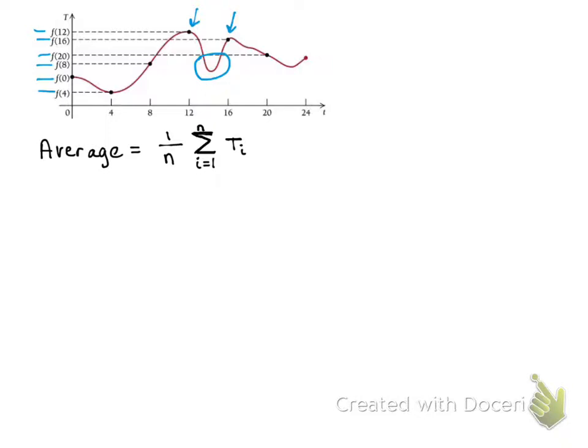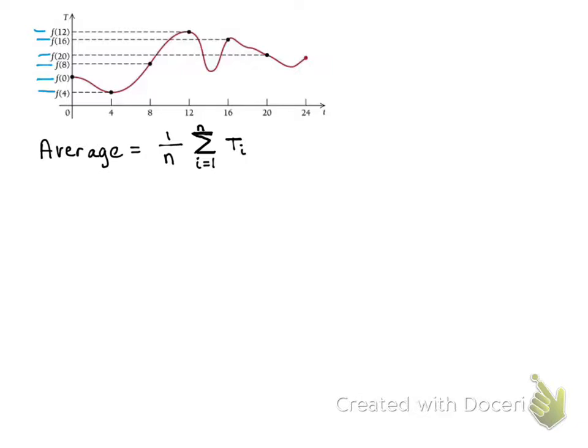Both of those readings show a higher temperature than this section that I've circled. So the section that I've circled isn't really contributing to the average. So the average may not be very representative of the actual temperature on that day, because the values I picked didn't really account for this little dip in the temperature right here. So we kind of want to do a more accurate average than just picking 6 random values.